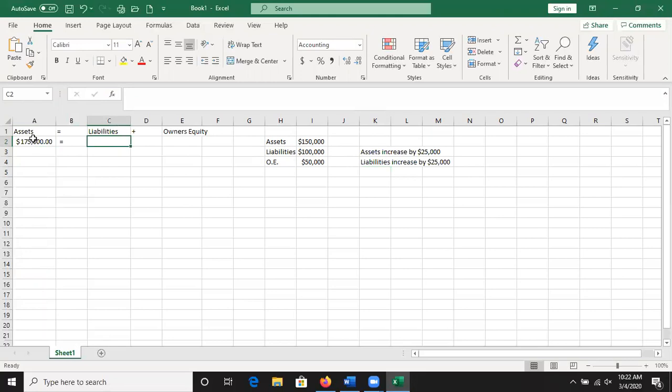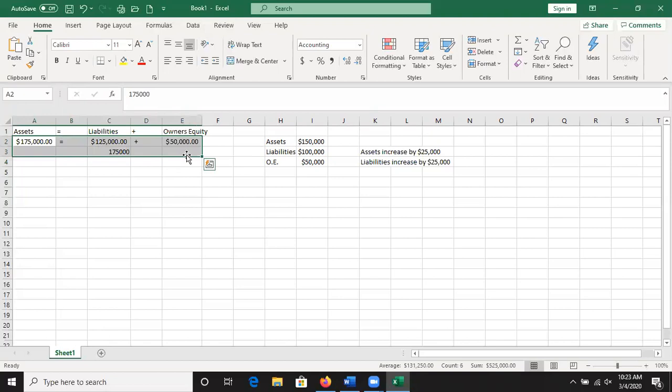Excel's not working with me today. Liabilities increased by 25. So if they were 100, but now they're increasing by 25, they're going to be 125,000. Plus, it didn't say anything about owner's equity, so owner's equity stays at $50,000. So now $175,000 in assets. Does that equal 125 plus 50? Yeah, it does. 175. So the left side has to equal the right side.